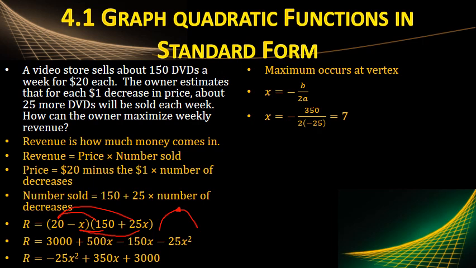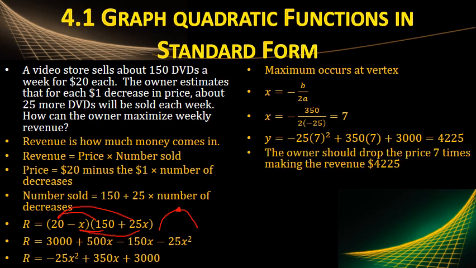So how can we maximize the revenue? Well, let's take the 7 and fill it in for the x to find our y, and we get $4,225. So the owner should drop the price 7 times, because x was the number of times we dropped the price, making a revenue of $4,225.